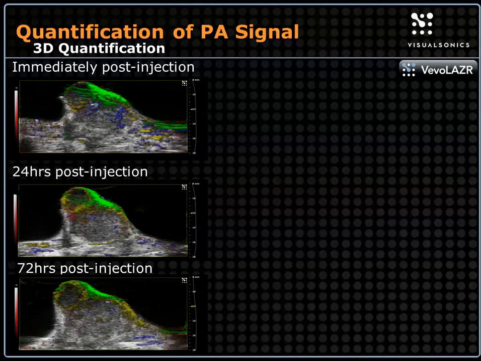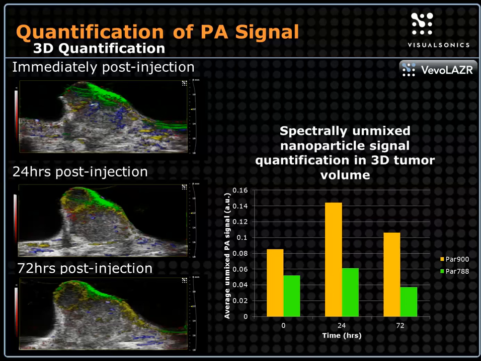Now I've done the quantification here. I'm not going to show you the individual ROIs that I've drawn, but we can draw those ROIs immediately after the injection, but then at our different time points. So in this case, the 24-hour time point and the 72-hour time point. And we can see here in the image that the signal from the PAR 788, the signal in green, is decreasing over time, whereas it appears that the signal in yellow, or gold, is increasing over time.